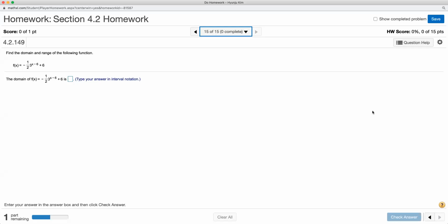All right, so find the domain and range of the following function. That's a problem regarding 4.1, not 4.2. You see that this is an exponential function, right? So using the transformation, we can plot the graph of f of x, and then we can figure out the domain and range.